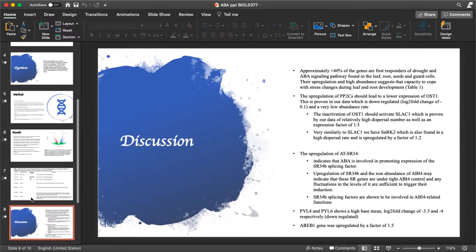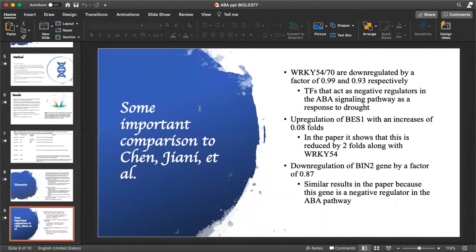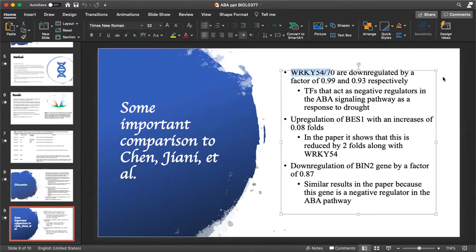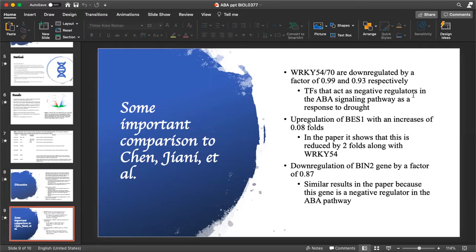We compared our data to the reference paper that we used, and we saw a lot of similarities between our data and their results, according to what we wrote here. The most important part is this top one. WRKY54 is a complex very similar to Arab1, but the opposite, which means that because WRKY54 is a negative regulator, Arab1 is a positive regulator. It's a transcription factor that's a positive regulator, like I mentioned before.